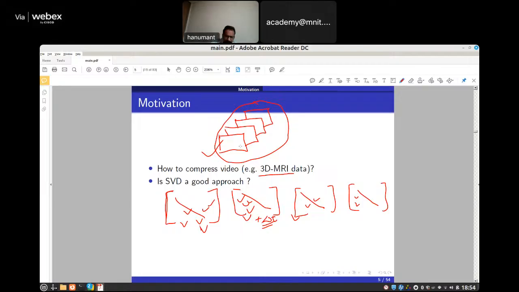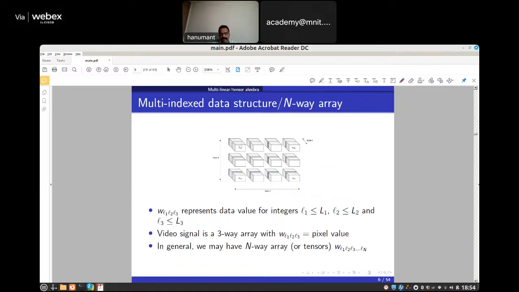Now, what is this mathematical object? There are many names for it. People call it a multi-index data structure, an n-way array, and some people call it tensors. But the basic thing is that it is a three-dimensional structure of data. If you know tensors, then it is easy, but if you do not know, it is nothing but a three-dimensional or, sorry, n-dimensional arrangement of data.